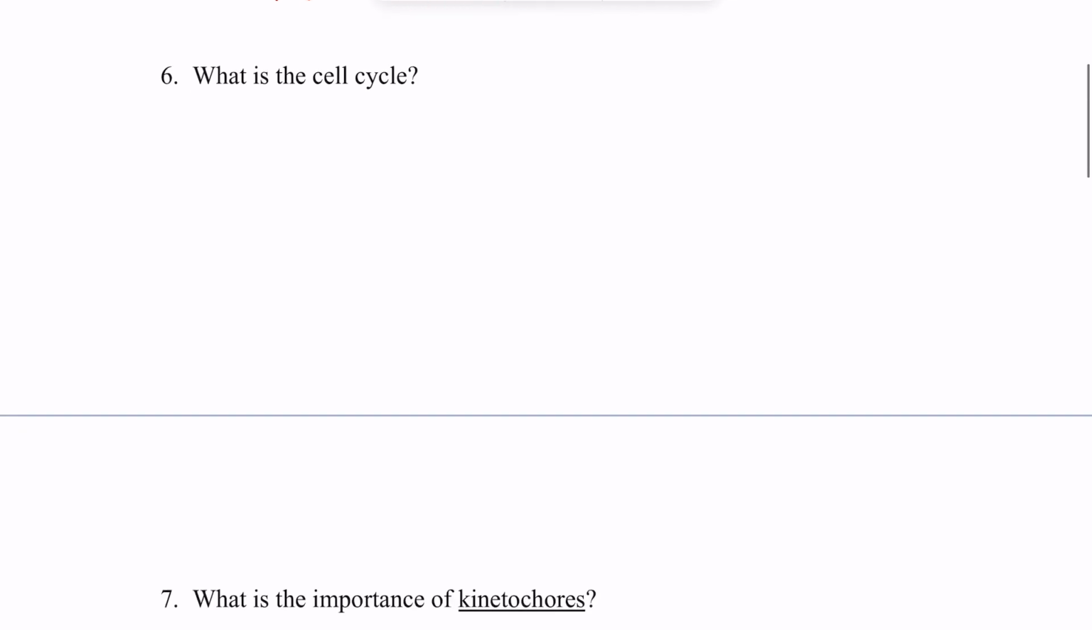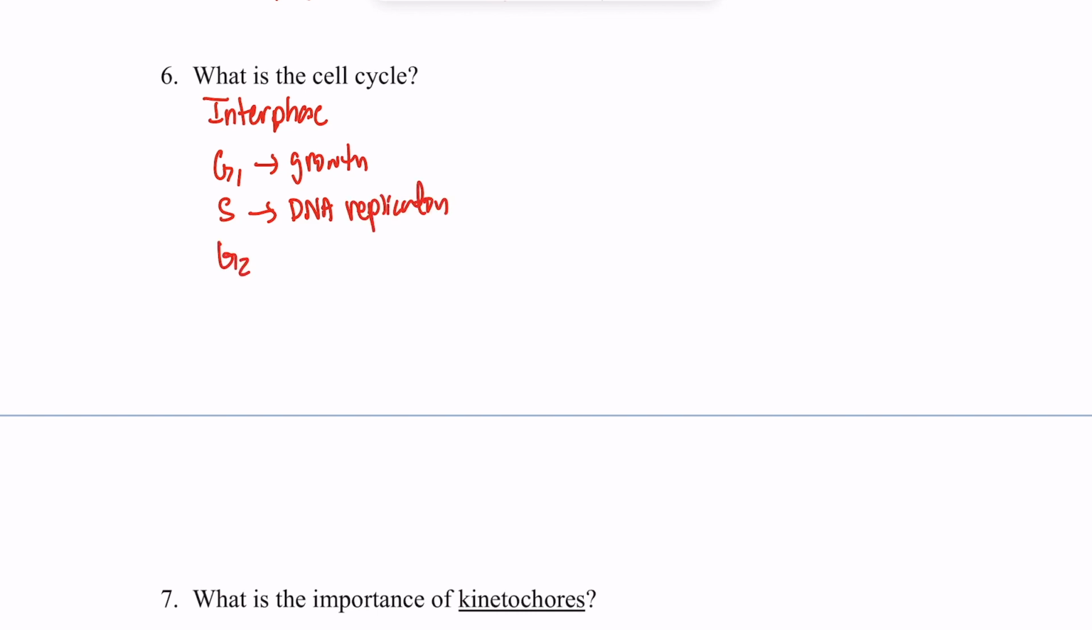All right, number 6. This is kind of a big, broad question. So what is the cell cycle? The cell cycle is we have this thing called interphase. Interphase is going to be made up of G1, which is our growth. Then we're going to have S phase, which is DNA replication. Then we're going to have G2, which is more growth.